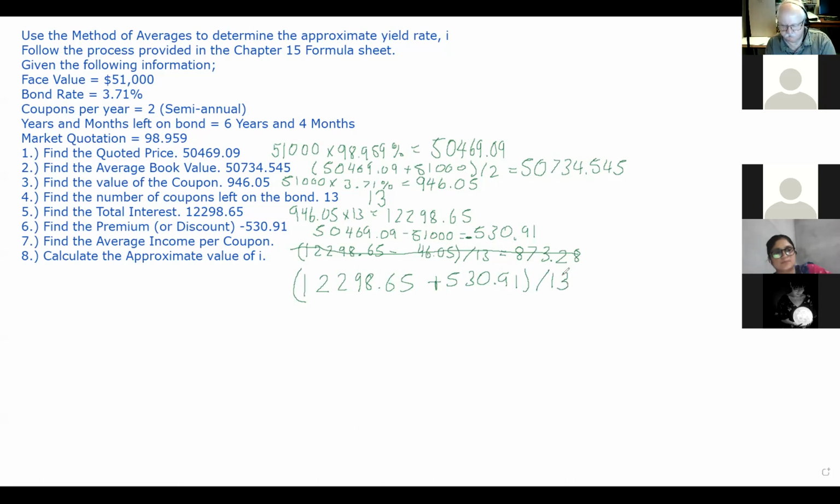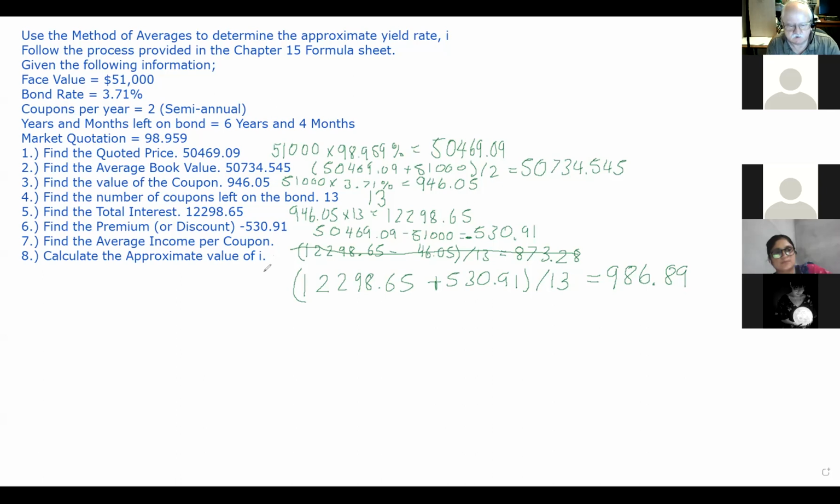So 12298.65 plus 530.91 and then divided by 13. And that equals 986.89. Which turns out to be the answer that Moodle wants there.